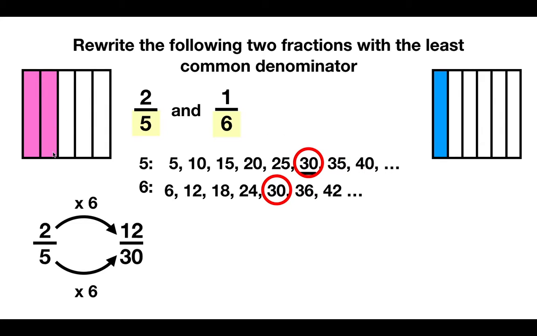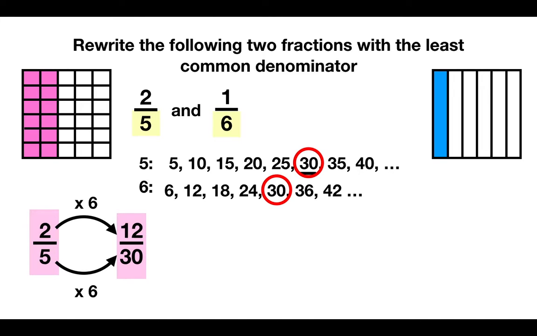You look at 2/5 now, but if we break it into 6 pieces, now you can count up 12 pieces out of a total of 30. 2/5 is the same fraction as 12/30.